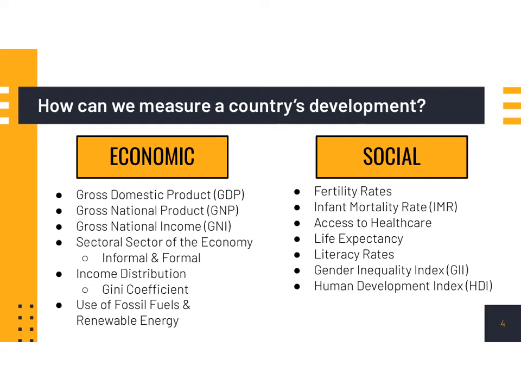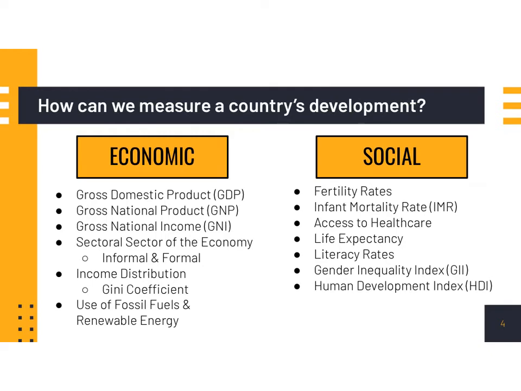So the words on the left are the ones we're focusing on. How can we measure a country's development? These are the things we look at, the things we're going to be explaining, the ones on the left. Gross domestic product, gross national product, and gross national income. In human geography and in economics, gross does not mean disgusting. Gross means total. So it means total domestic product, total national product, and total national income.